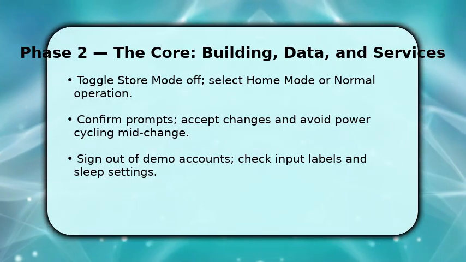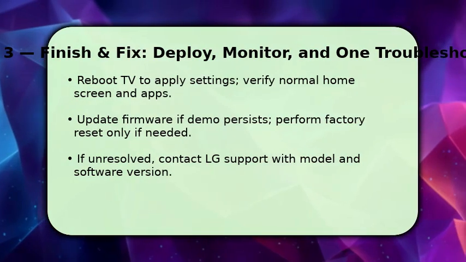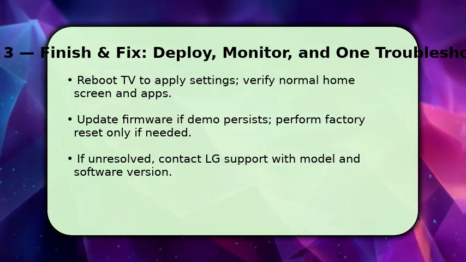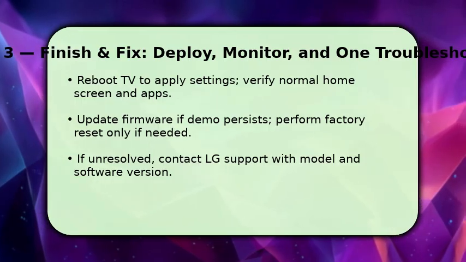You finish by rebooting the TV to lock in settings. Once it restarts, verify you see the normal home screen and that apps behave normally. If demo features persist, check for a system update and install it, then reboot again.